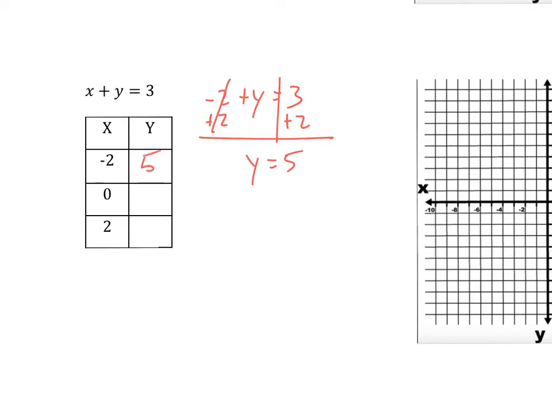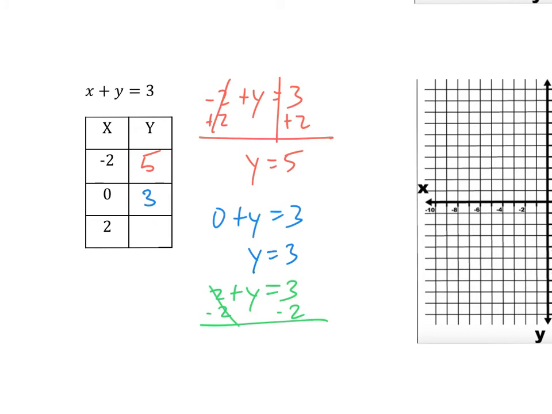I have enough room here. We can just do 0 plus y equals 3. That will just be y equals 3. And finally, 2 plus y equals 3. Subtract 2 on both sides. Those will cancel out. Y equals 1. Okay, and there we go.